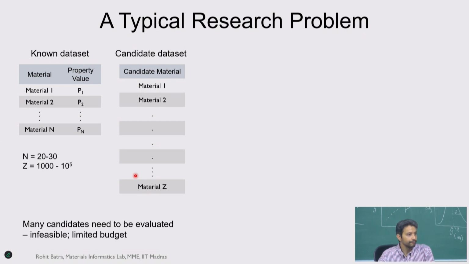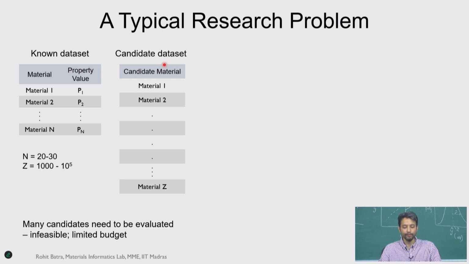Now, given this context, let's also see how a typical materials problem looks. Generally we always have some known data set. Some materials are always known to us, their properties having been either experimentally measured or some DFT calculations or MD calculations done. Maybe for 20-30 cases calculations or experiments are done.